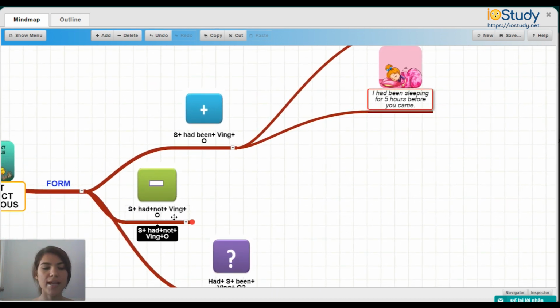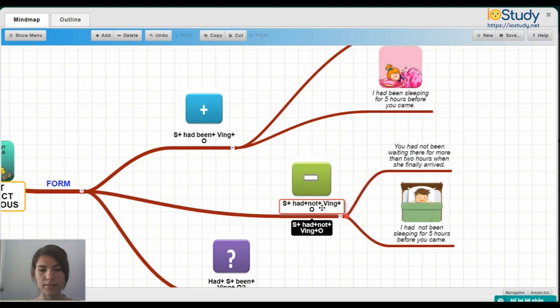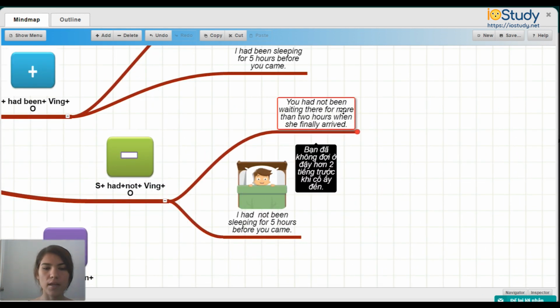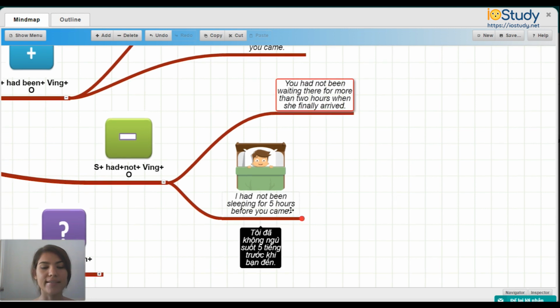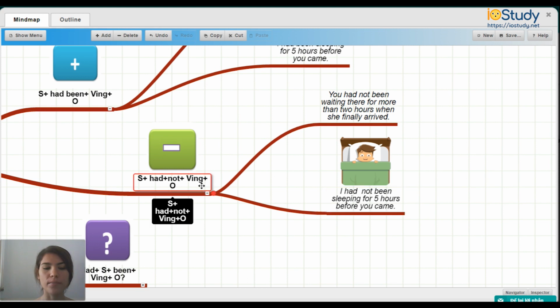Let's go down to forming a negative sentence. So this is how you form a negative sentence. Subject plus had plus not plus verb ing plus object. So for example, we have some negative sentences here. Number one, you had not been waiting there for more than 2 hours when she finally arrived. And I had not been sleeping for 5 hours before you came. So as you can see, both of these use the negative form.